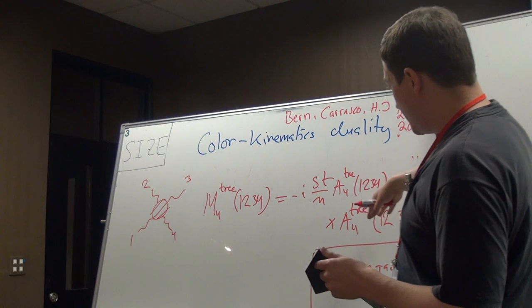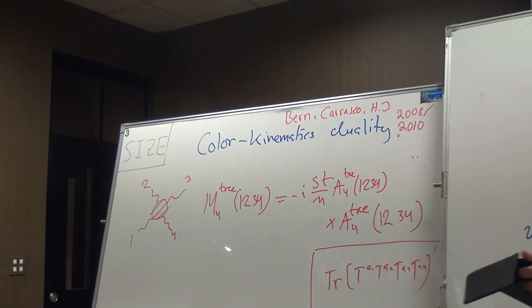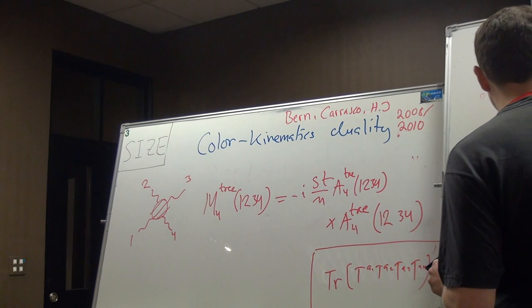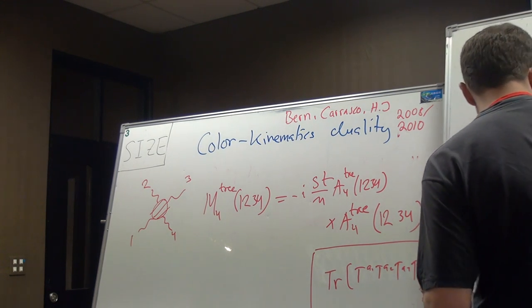Okay, so these kinds of formulas have been known for a long time, and they're known as Kawai-Lewellen-Tye relations. Let me explain what that is.